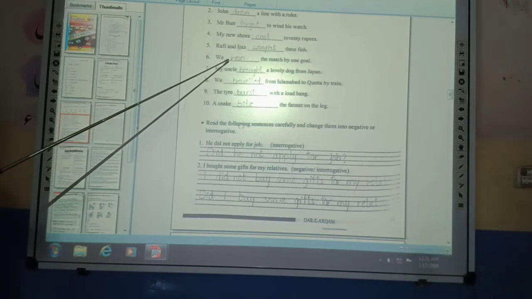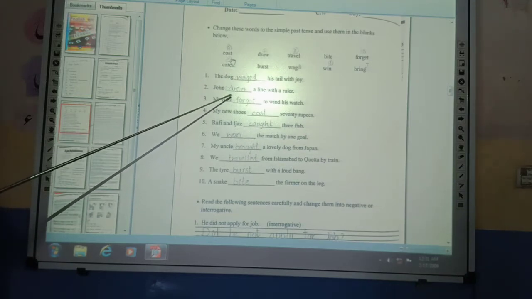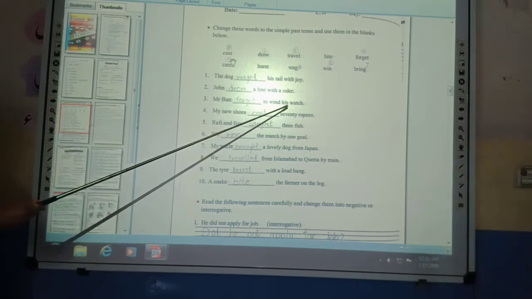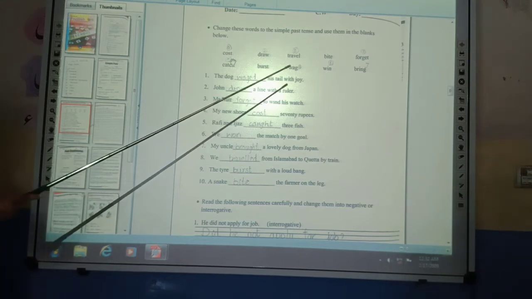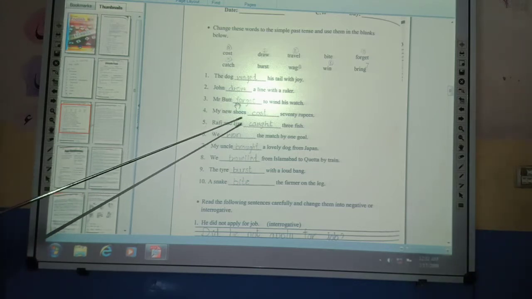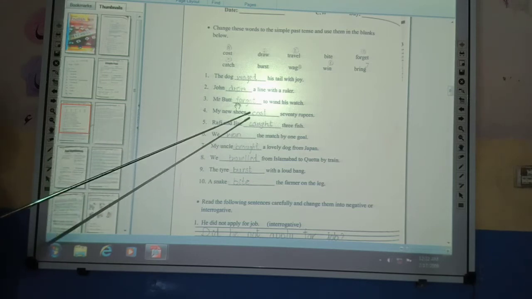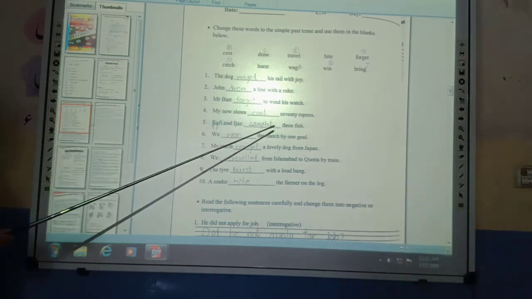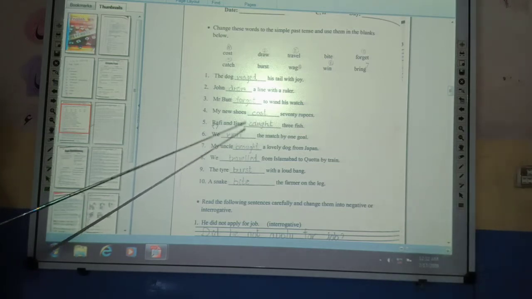John dash a line with a ruler. John drew. So draw will change into drew. Mr. Butt forgot to wind his watch. So the second form of forget is forgot. My new shoes dash 70 rupees. Cost. The second form of verb is cost. Rafi and Ijaz dash 3 fish. Catch. The second form of catch is caught.